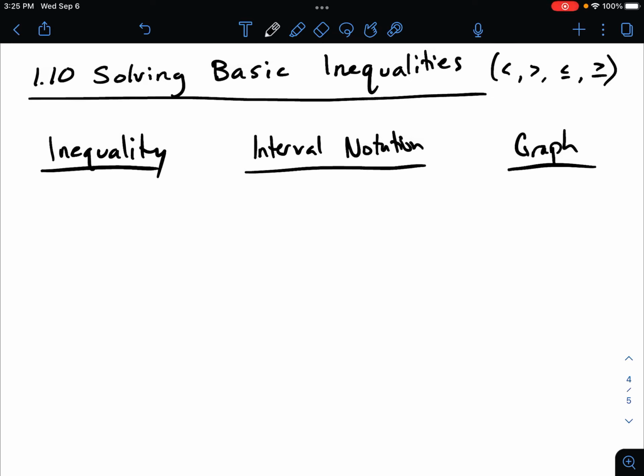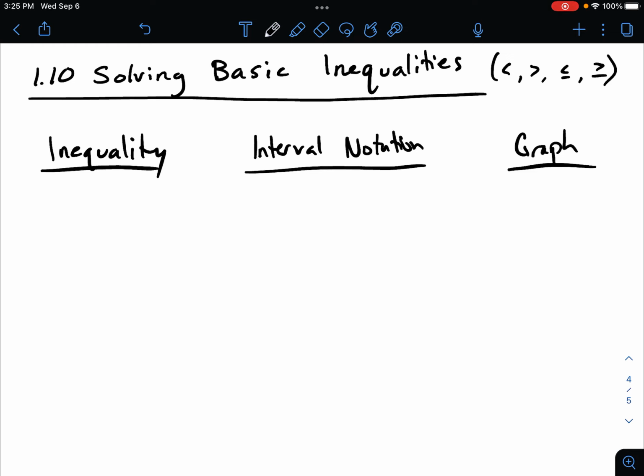So in 1.10 here, we're going to be solving basic inequalities. Remember, an inequality is anything with a less than, greater than, less than or equal to, or greater than or equal to symbol in there. And before we even get to solving these, I want to make sure that we are all caught up on inequalities versus interval notations versus what those graphs would look like.